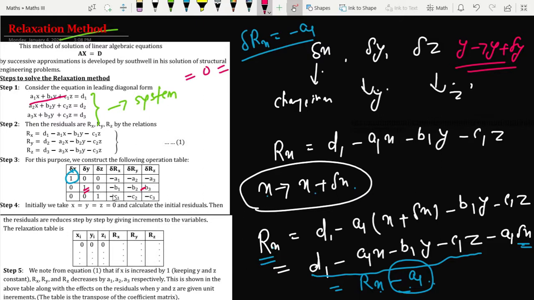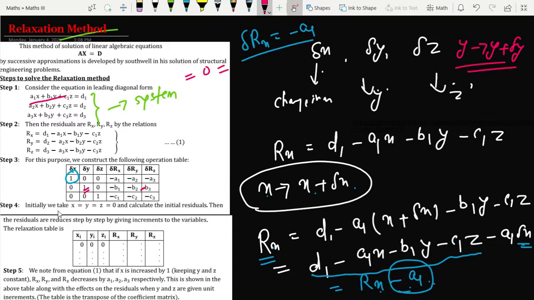Continuing in the same procedure, when we use delta z equal to 1, we get the changes minus c1, minus c2, minus c3. That is the operation table. The table can be discussed later in an example, and we can easily understand how to solve the problem by using the relaxation table.